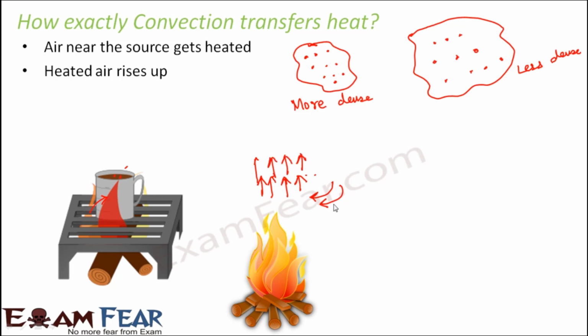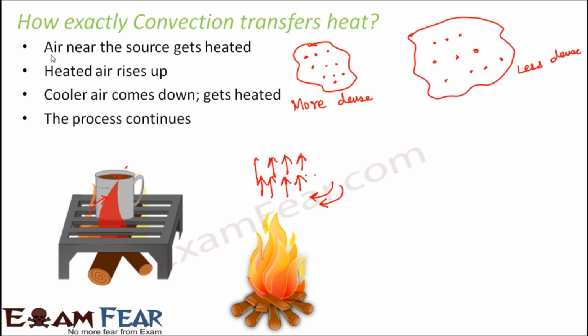Now once they move up, again the sideways air will come, and that's how gradually the air in the surroundings will get heated up. So this is how the concept of convection works. The heated up air rises up, cooler air comes down. The cooler air, either from the sides, comes down, again gets heated, and this process continues. And this is how convection works. This is how the liquid inside the vessel gets heated up.